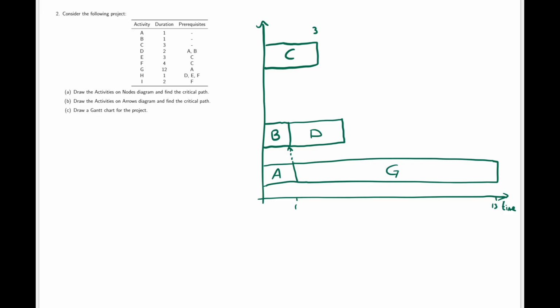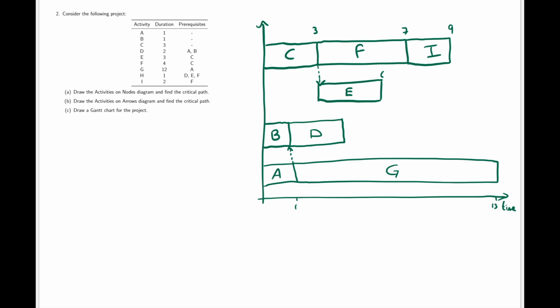Now both E and F can happen after C has completed. So let's draw F after C. So it'll take us to time 7. And E can happen directly after C. So we can say E starts here, which will only take us to time 6. But there is a prerequisite between the end of C and the start of E. Now I can occur after F, taking us to time 9.